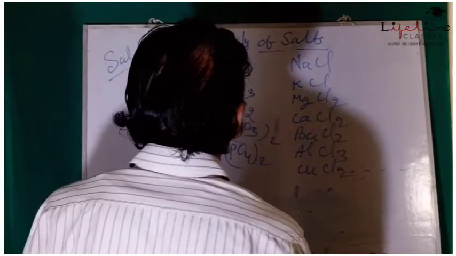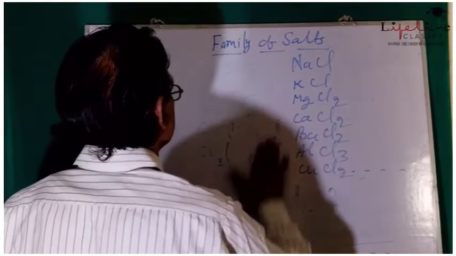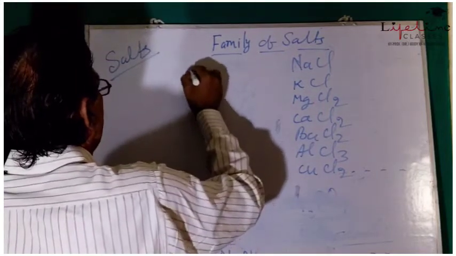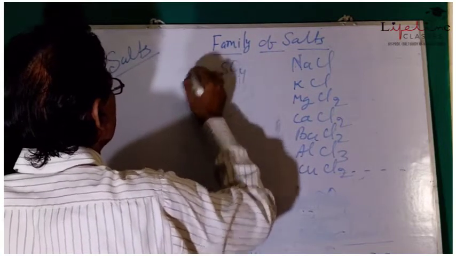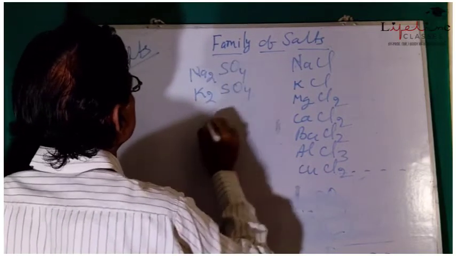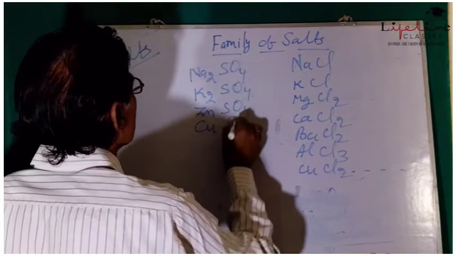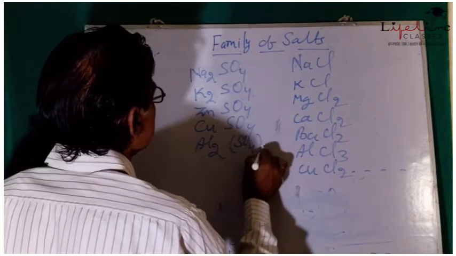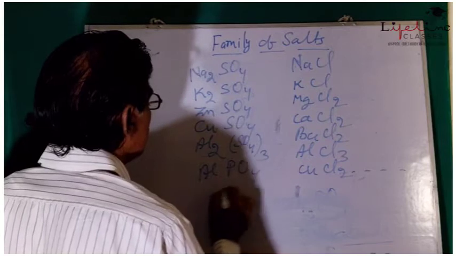Similarly, if we write Na2SO4, K2SO4, ZnSO4, CuSO4, Al2(SO4)3, AlPO4, etc.